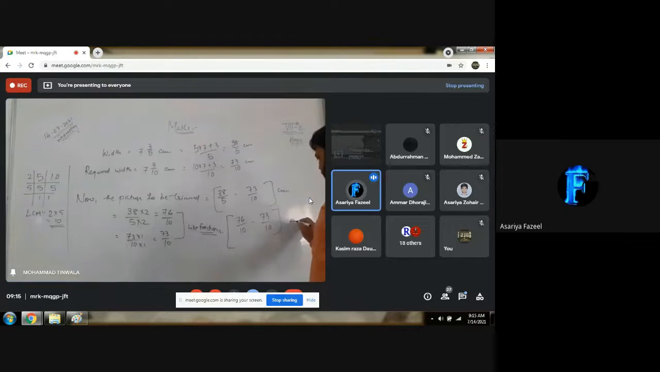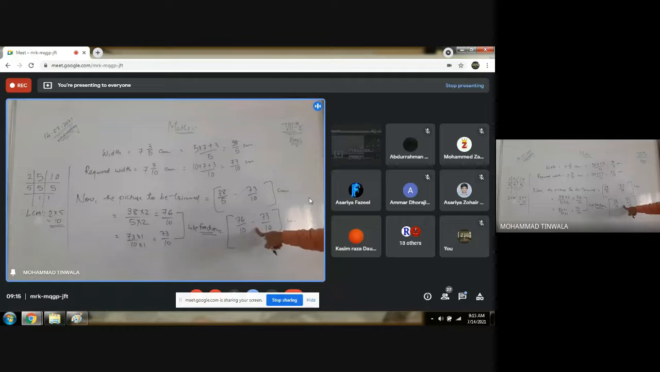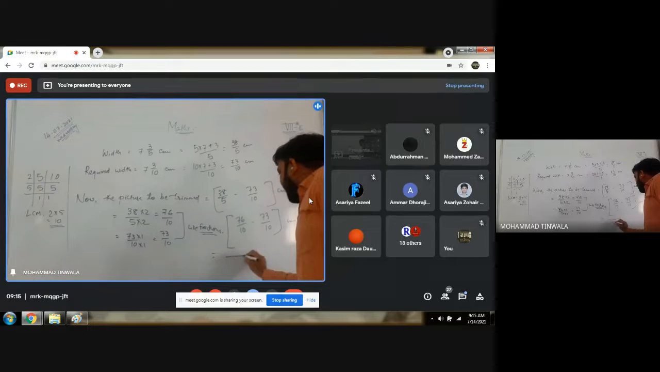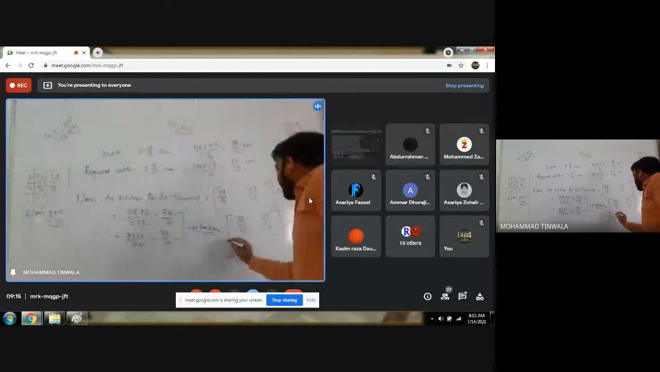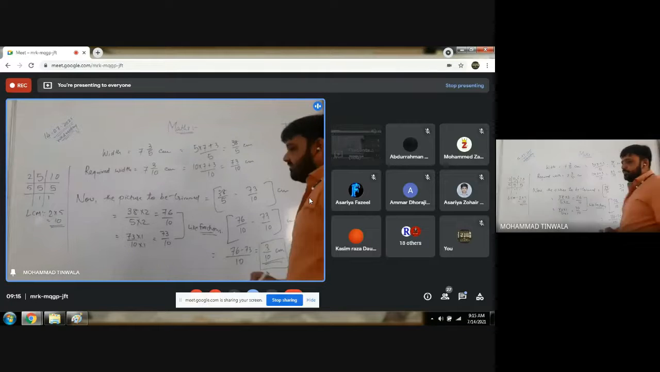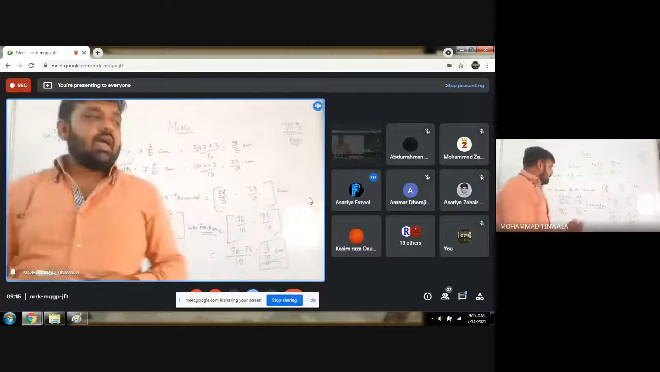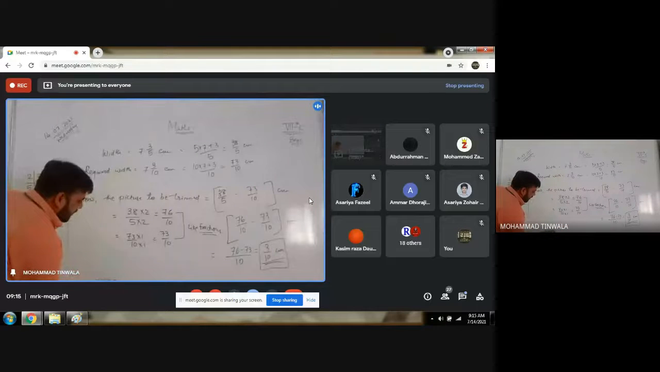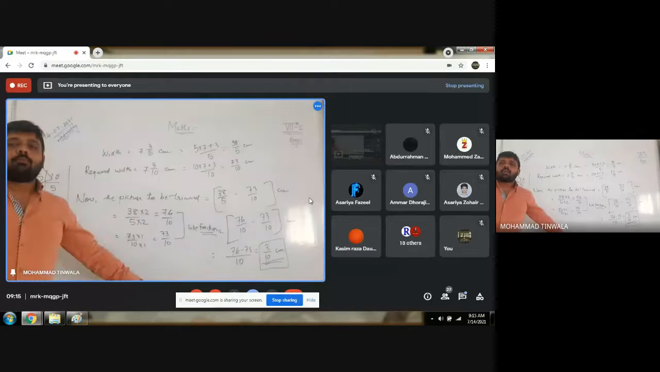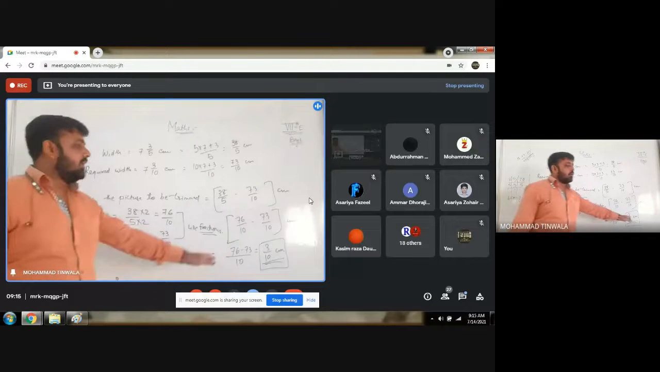Yes, sir. 76 upon 10 minus 73 upon 10. What will we get? 10 as common, 76 minus 73. So 3 upon 10 centimeter to be trimmed. Any doubt, boys? In the end, you have to write the conclusion. Therefore, the photograph has to be trimmed by 3 upon 10 centimeter.